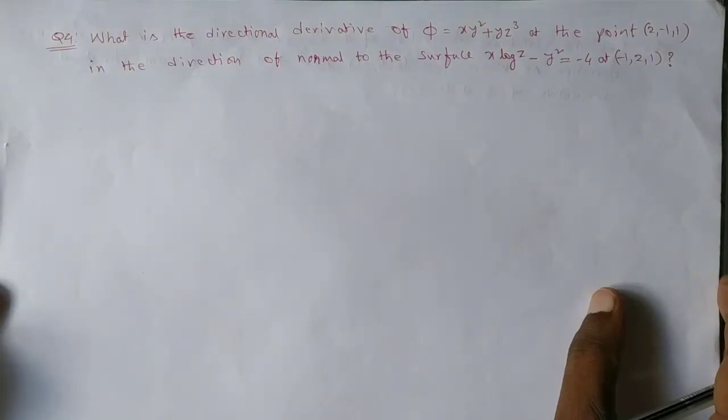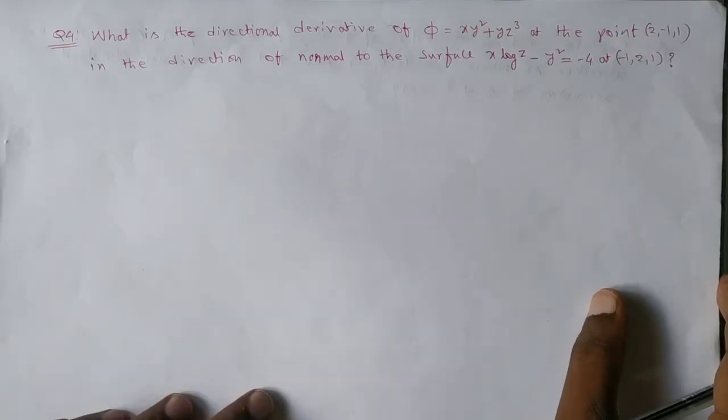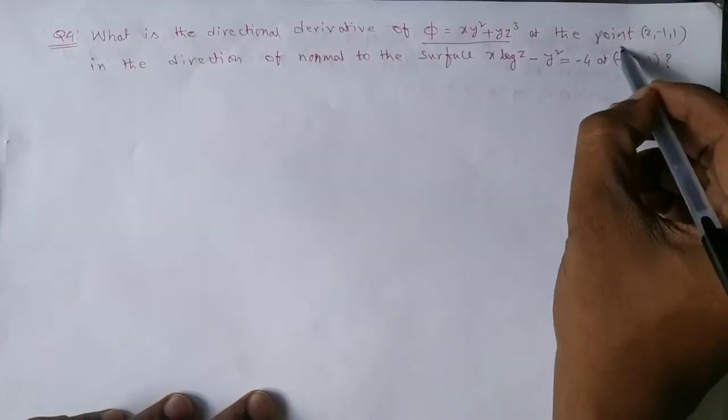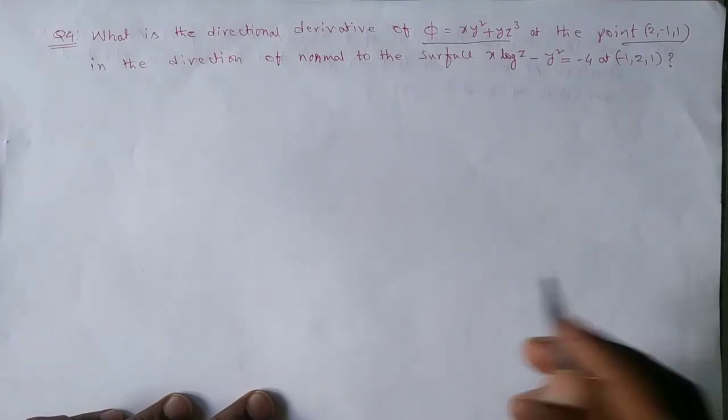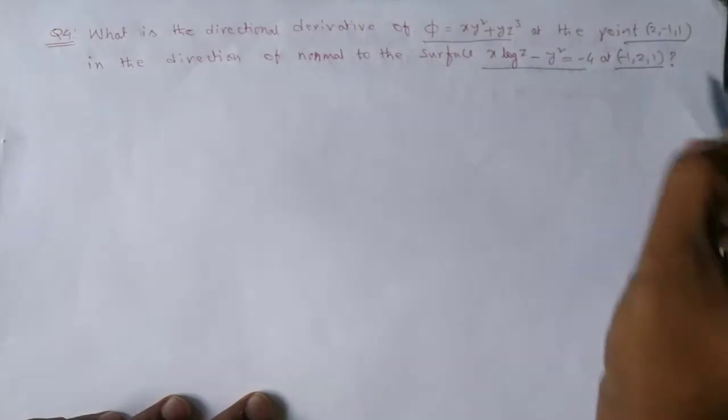So let us solve some problems in this lecture. One is that what is the directional derivative of phi equal to xy square plus yz cube at the point 2, -1, 1 in the direction of normal to the surface x log z minus y square equal to -4 at -1, 2, 1. See that we need to find in this problem directional derivative of this function at this point in the direction of some normal to the surface at this particular point.